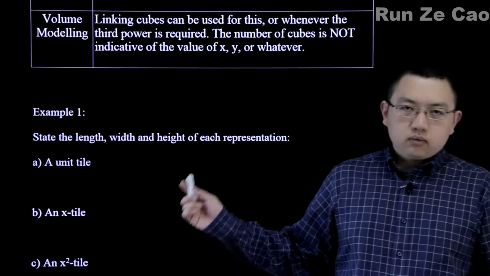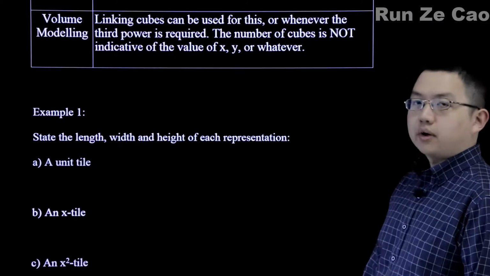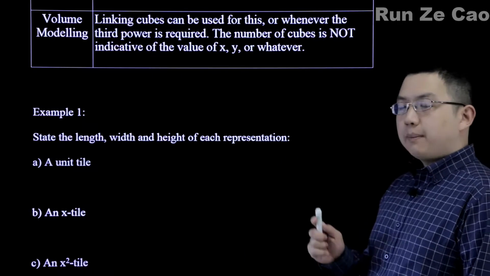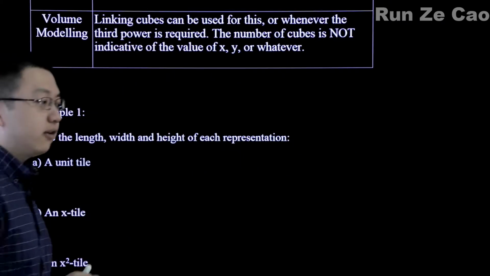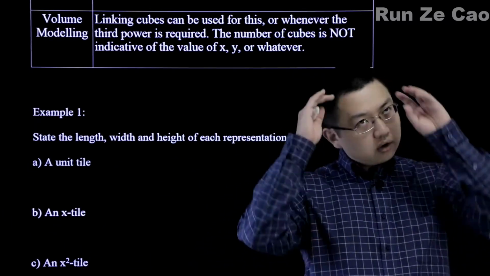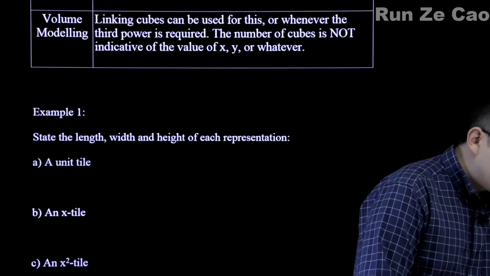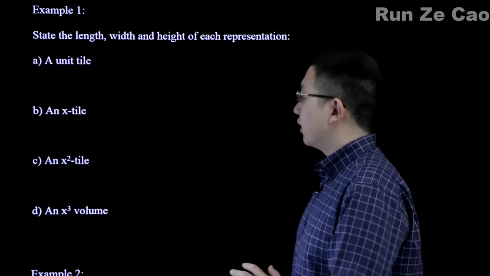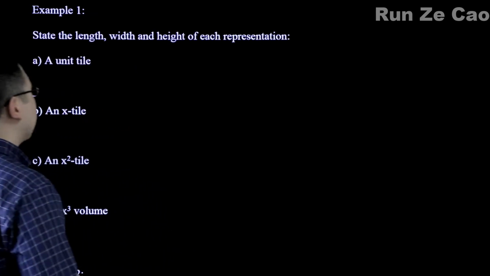Volume modeling, the linking cubes we're talking about here, well, you've probably seen them at school at some point. But do remember that the number of cubes is not indicative of the value of x, y, or whatever variable you're using, because it's just a visual illustration, so to speak. Do not become confused on this point because it makes for some really dumb mistakes. State the length, width, and height of each representation.